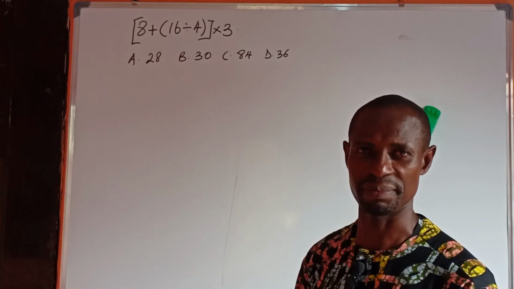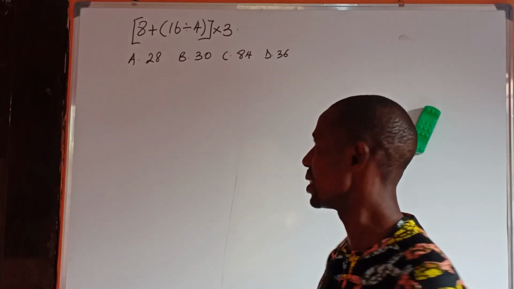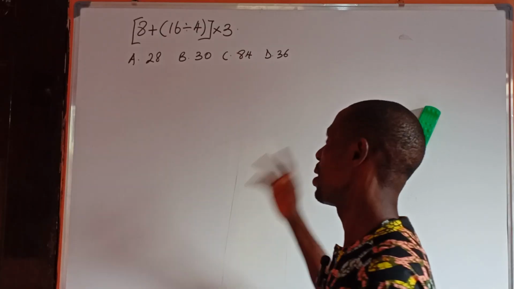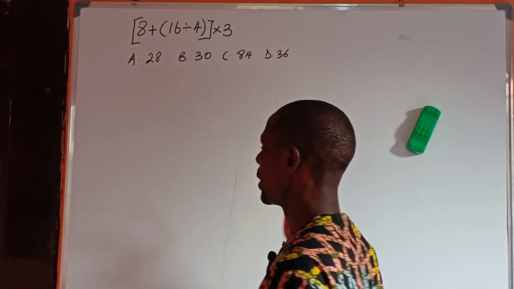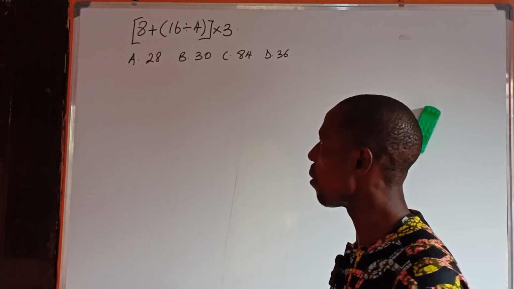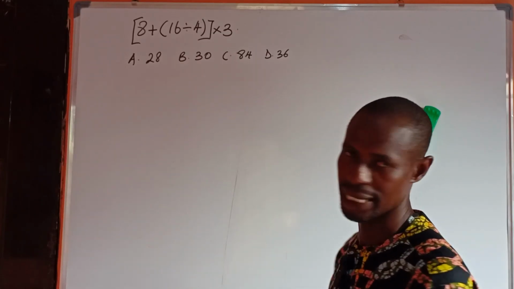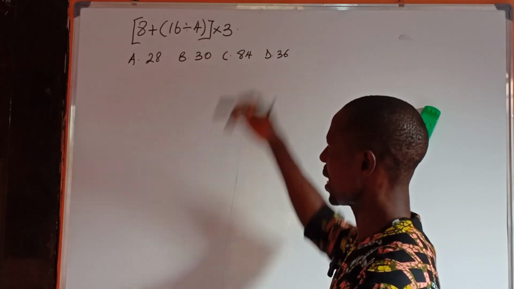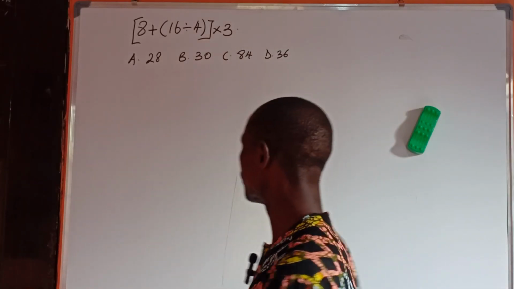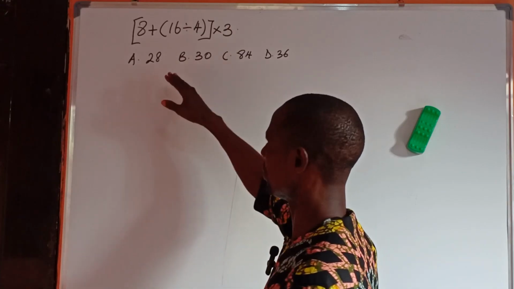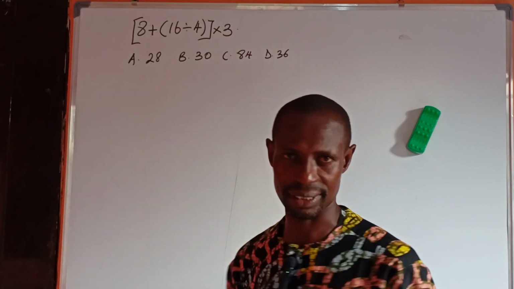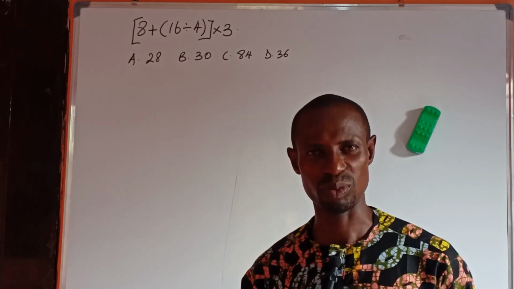It is simple, but many persons do fail this challenge or questions of this simplification kind. The question is 8 plus [16 divided by 4] times 3, with the 16 divided by 4 in round brackets inside square brackets. So how do you solve this? Many persons have the opinion that when you have a challenge of this kind, you solve from the right hand side to the left. So let's see if that will work out.